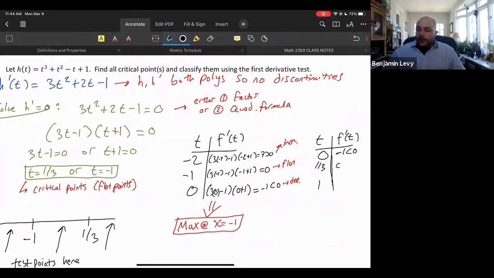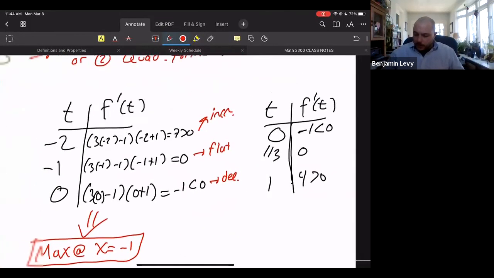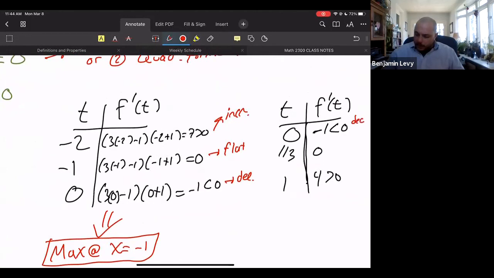When you plug in 1/3, you get 0. And when you plug in 1, you get 4. And so decreasing, flat, increasing. Let me zoom in there. So this one is decreasing, flat, increasing. So that's a min.